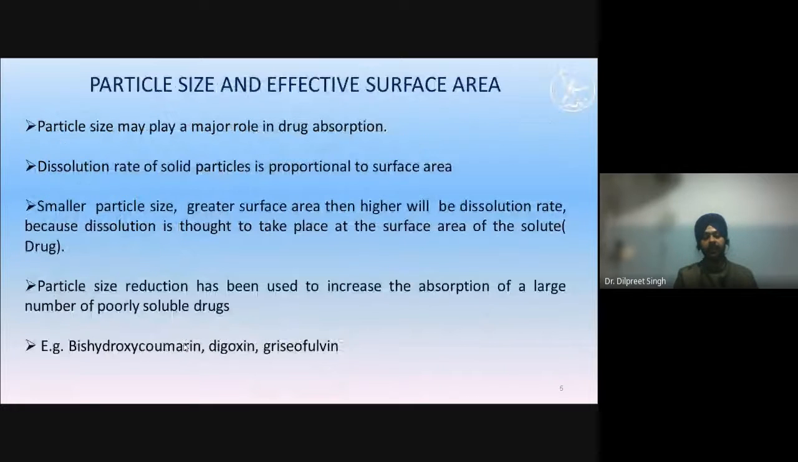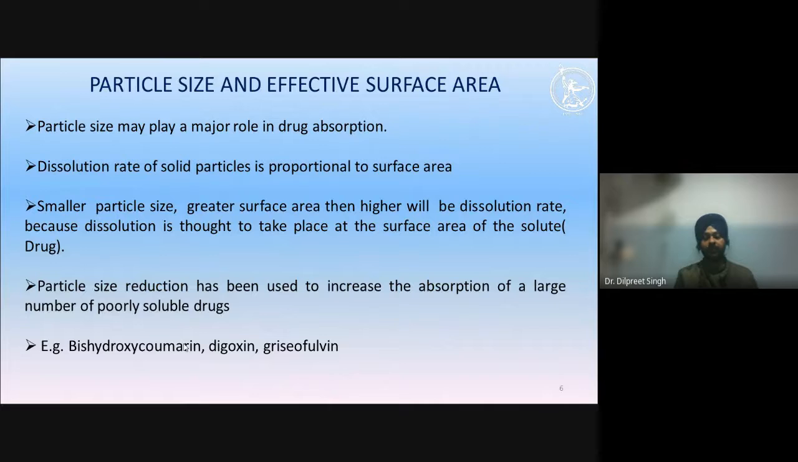So when we talk about the correlation between the particle size and the effective surface area, particle size may play an important role in drug absorption. So the dissolution rate of the solid particles is directly proportional to the surface area. So the smaller the particle size, the greater the surface area, and the greater the dissolution rate, because dissolution is thought to take place at the surface of the solid solute interface. So that causes the proportional rate when compared to the surface area.